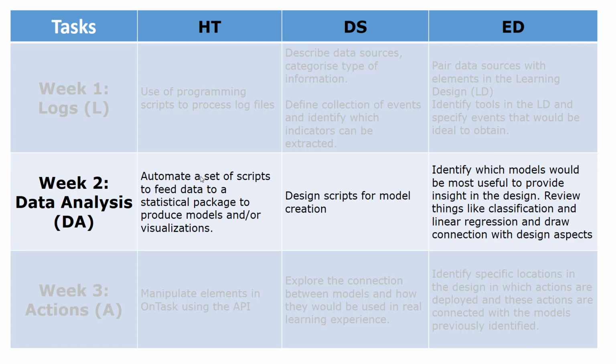Now, a quick refresher, remember the three streams. By now you should be all familiar with it. In the highly technical stream, we're going to be concerned about automating the set of scripts and interfacing with this entity we'll call the statistical package. In the data science stream, of course, we're going to be designing scripts to produce the models we just described. And remember that these models are about prediction, so they are supposed to be predicting. And the education design stream will be about connecting again or identifying the models that are more relevant to help us gain that insight. And we need to start exploring things like classification or linear regression or any other models and see how we can fit them in the overall design.